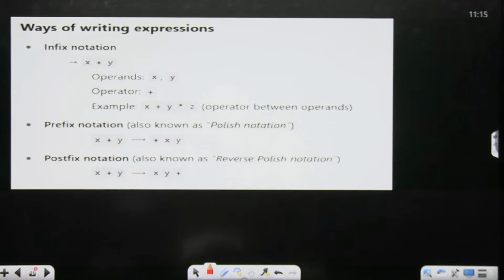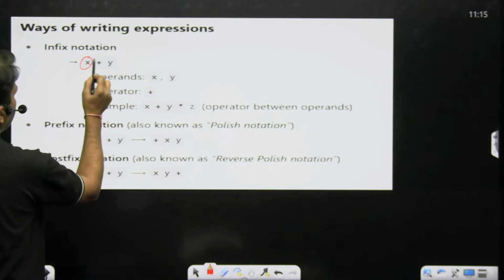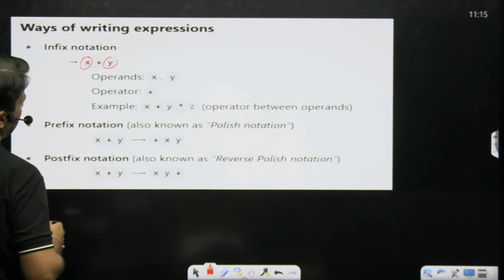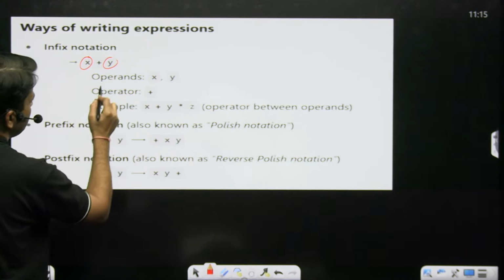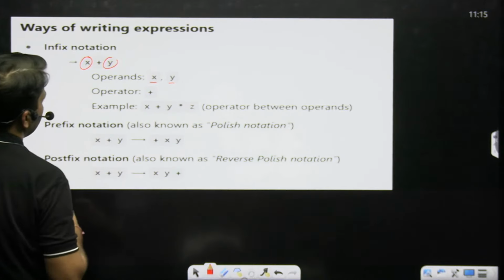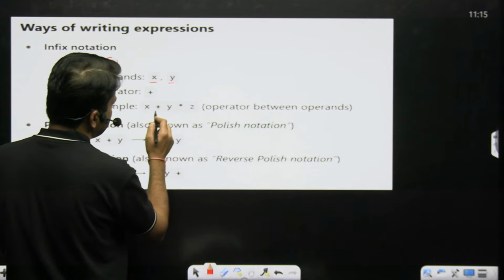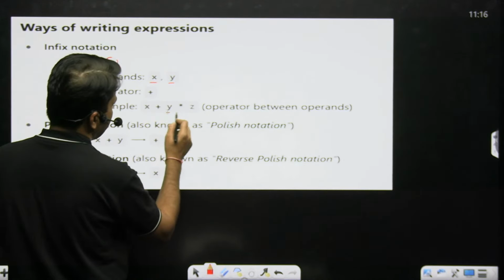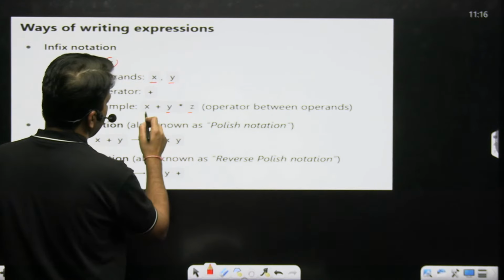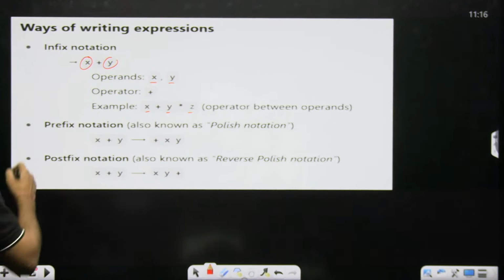Now the ways of writing an expression. Infix is saying two operands and in between the two operands there is an operator. So x and y are operands, and the operator will be between them. For example, x plus y into z: operator between operands. Y and z are operands with an operator between them. X and y are operands with an operator between them. So this is known as infix notation, right?